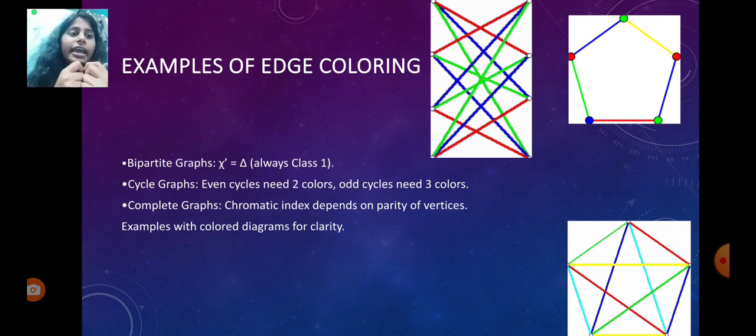So it needs n colors. If it has n vertices, it needs n colors. If it is a 5 vertex graph, it needs 5 colors. So this is all about the complete graph.